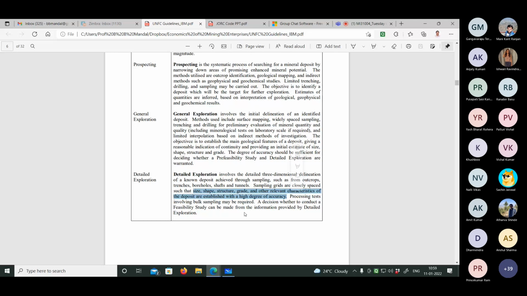That means we have some copper ore, we take some 10 tons or 20 tons of sample, and then we process it in a small lab scale beneficiation plant. There you can find out how floatable it is, or how easily we can extract the copper from the copper ore. That kind of large scale sampling, we call it bulk sampling, might be required for detailed exploration. Once you have the detailed exploration, then you can say, yeah, I know the deposit, whether it is economic or uneconomic.